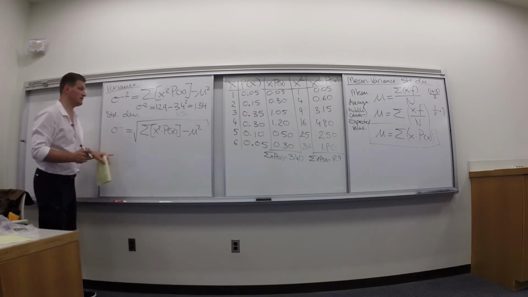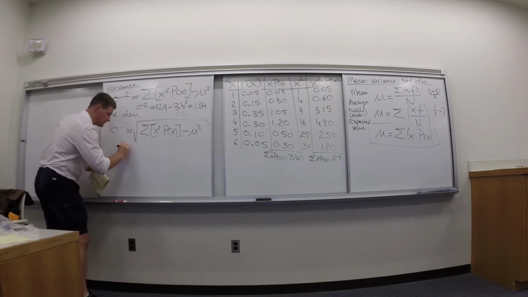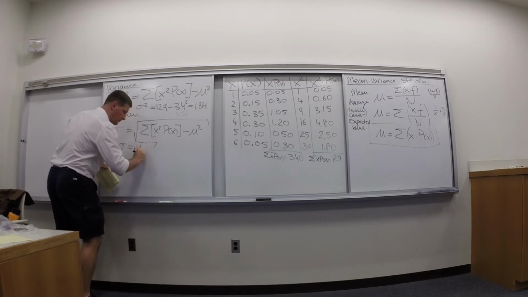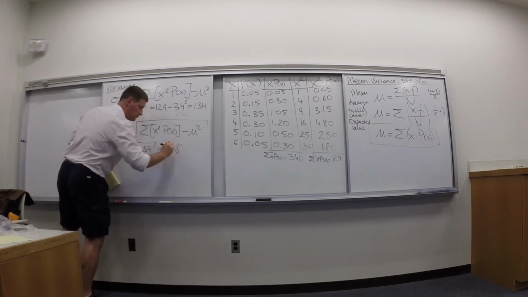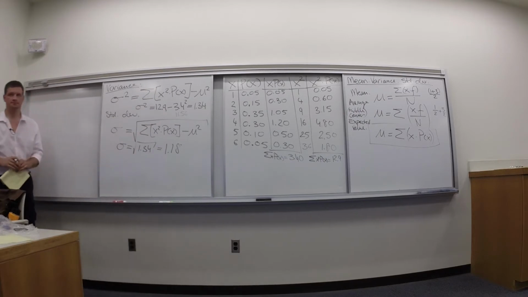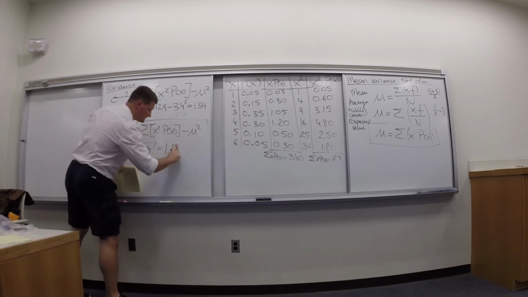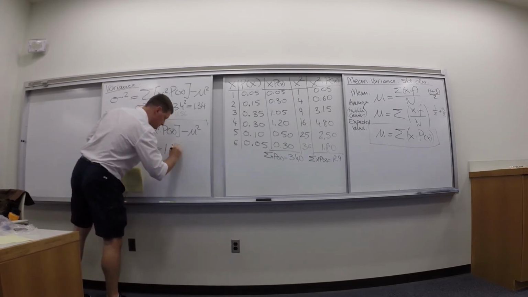And how much is the standard deviation? Well, the standard deviation is sigma equals the square root of 1.34. That comes out to be 1.16.